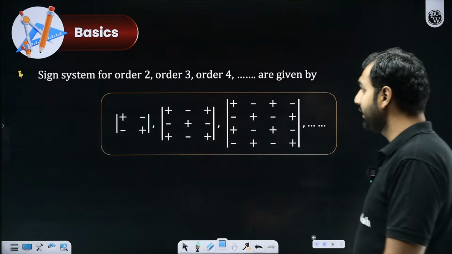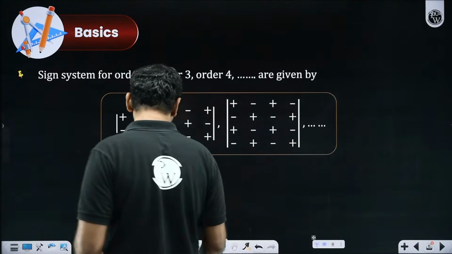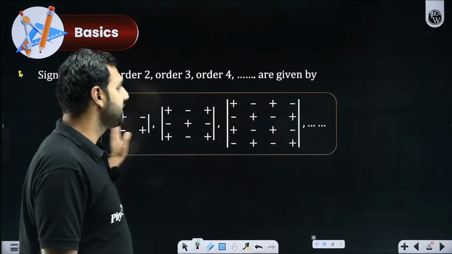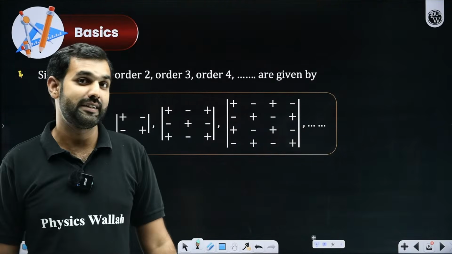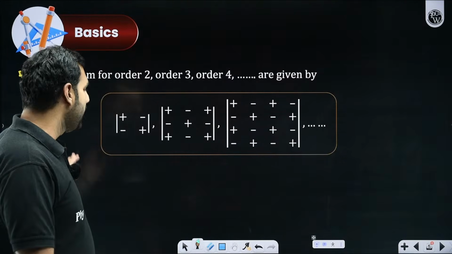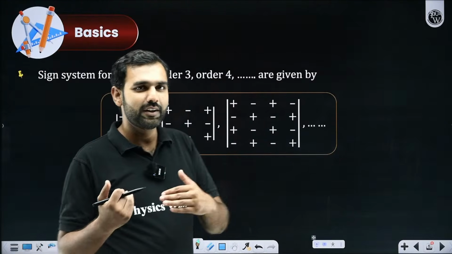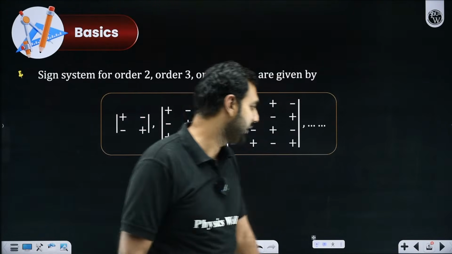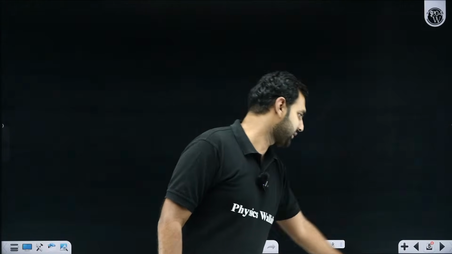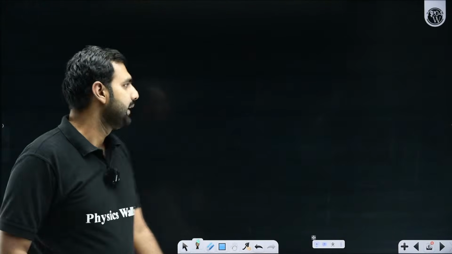First of all, without even explaining what a determinant is, I want you all to understand the sign scheme which we will be following in a determinant. Sir, why? First of all, when we talk about a determinant, we take the determinant of a matrix. Sir, what does it mean? It means, let's say there is a matrix.